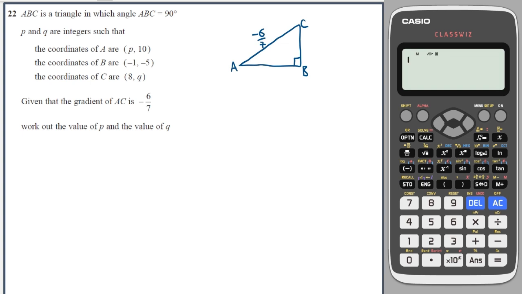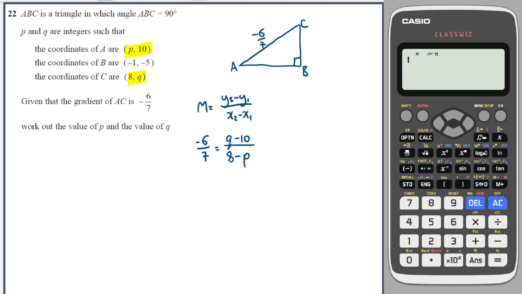Okay, so what is the gradient? We can use the formula m is equal to y2 minus y1 over x2 minus x1. So in this case, the gradient, which is minus 6 over 7, is the change in the y's between A and C. So that would be q minus 10, and then the x's will be 8 minus p. Okay, great. So we've got our first equation.